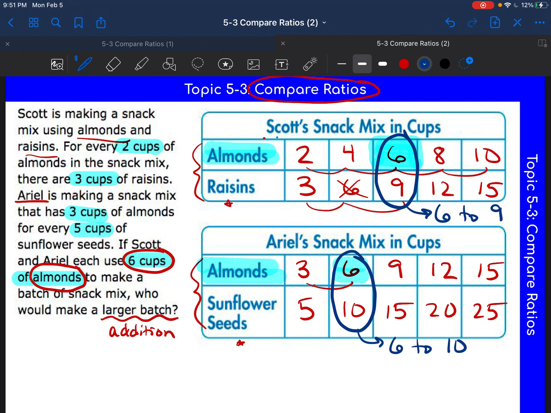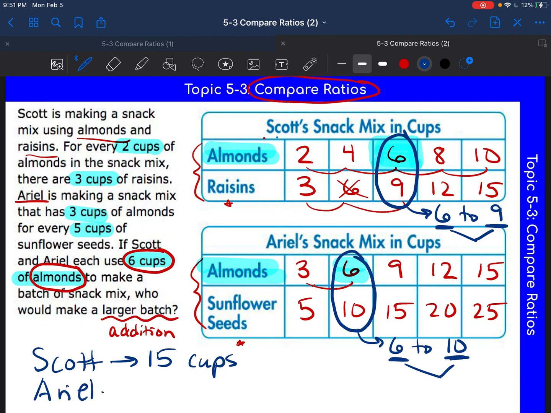So the question is, who has the larger batch? Well, when there are 6 cups of almonds, there's 9 of raisins. So what is 6 plus 9? Well, Scott has 15 cups when you combine the 6 and the 9. And then for this example, if there's 6 almonds and 10 cups of sunflower seeds, well, 6 plus 10, Ariel has 16 cups. So if we're asking for who has the larger batch, well, 16 is bigger than 15, so Ariel has the larger batch. So in this case, they actually gave us the number to look for.